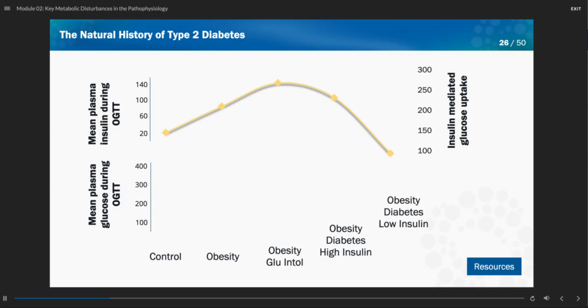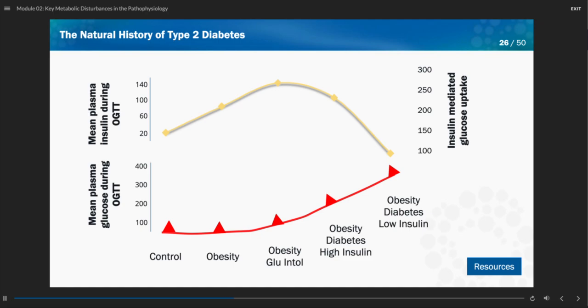Our subjects here are the control person with normal weight and normal glucose tolerance test, an obese person who has a normal glucose tolerance test, an obese person with glucose intolerance, and then an obese person with earlier diabetes with a high insulin state, and then the late type 2 diabetes with low insulin, also obese. So how does it look? If we look at the mean plasma glucose during an oral glucose tolerance test, you'll notice that in the control group and the obese group, the amount of glucose under the curve during the glucose tolerance test is the same.